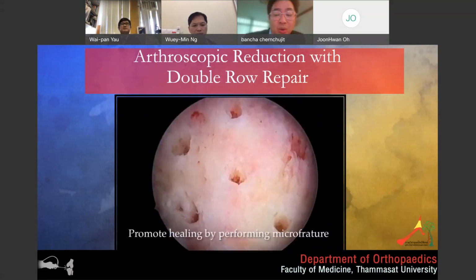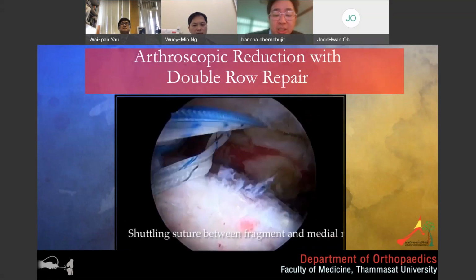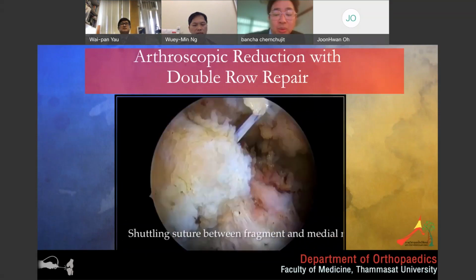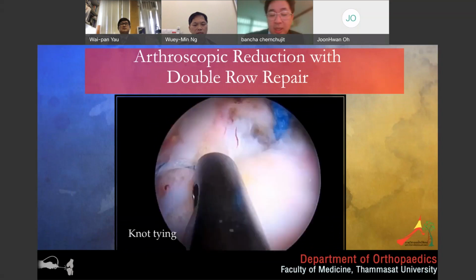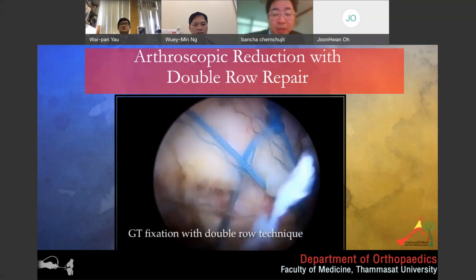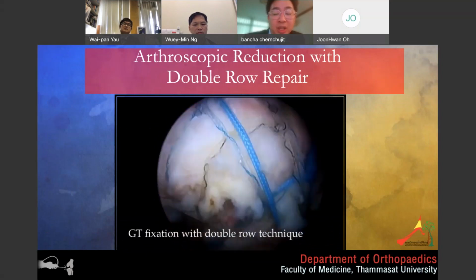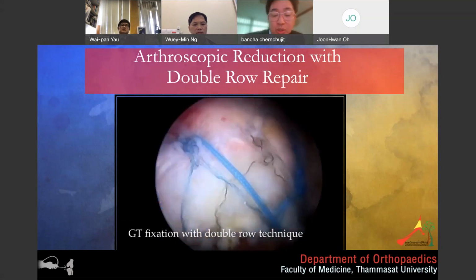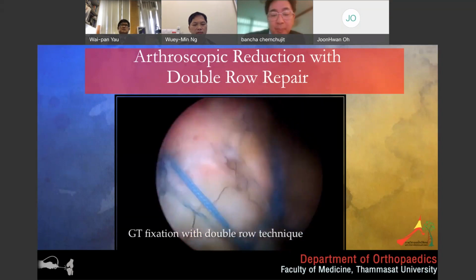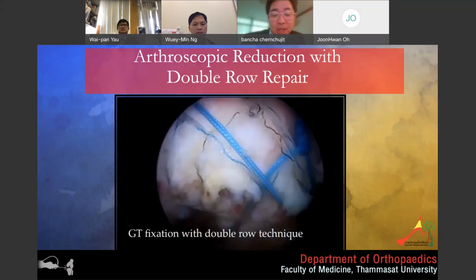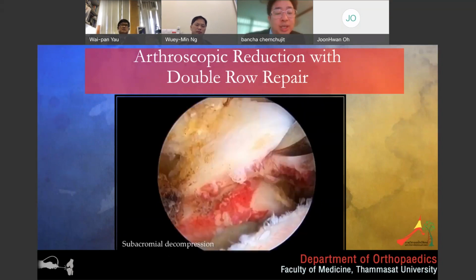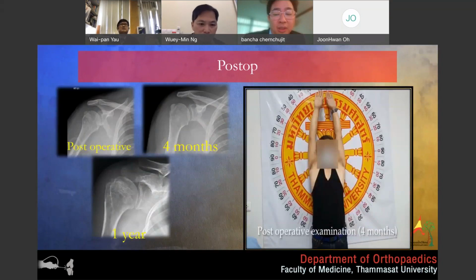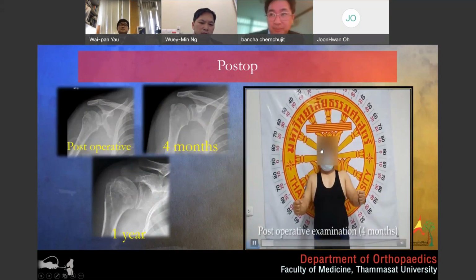Okay, so we do the release, put the Y-knot at the medial row, and after that, we tie the medial row and do the tuberosity fixation. For a small-sized tuberosity, it's good to use arthroscopic treatment. For a big size, I do open, but for the smaller size, I prefer to do this arthroscopic fixation. So you see the GT healed nicely 1 year after the surgery, and the patient had pretty good results after the surgery.